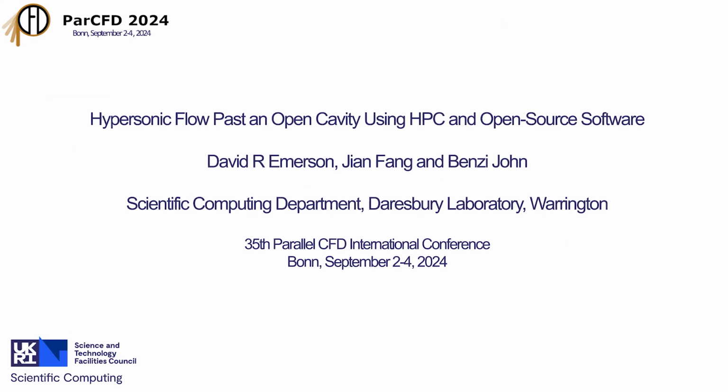So it's going to be quite different to some of the other talks this morning on hypersonic flow. In this particular case, it's going to be past an open cavity, and I'll explain some of the terminology in the next couple of slides. And it's all using HPC. We've been using the UK's national facility, a machine called Archer 2. It's a Cray system with about 100,000 cores, so by modern standards, it's not so big today. And it's using open source software that's freely available for people.